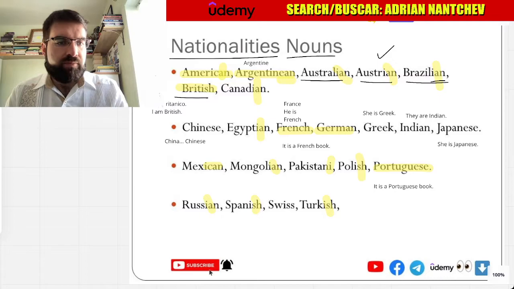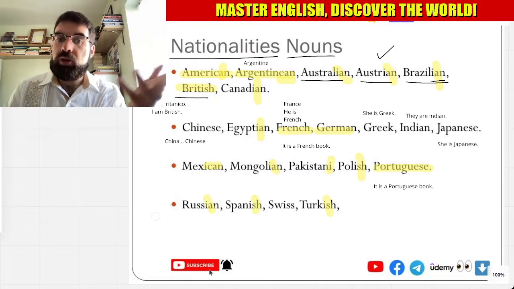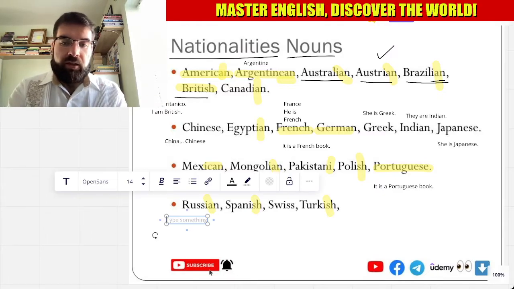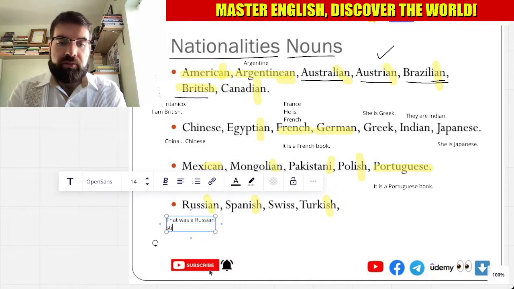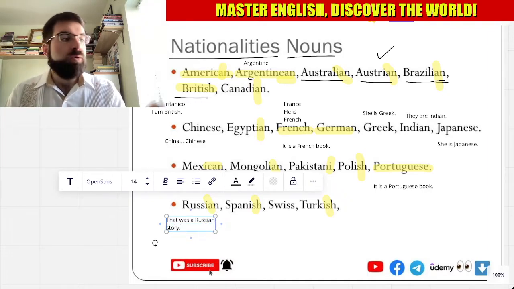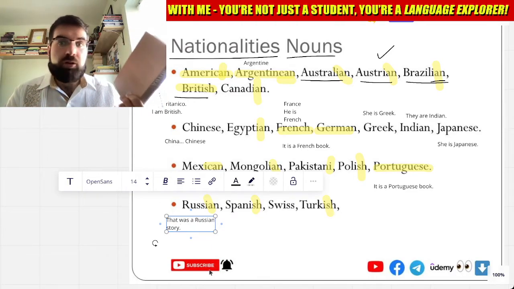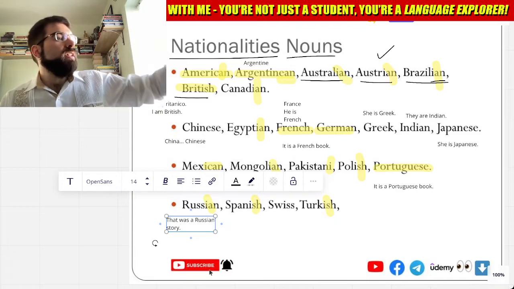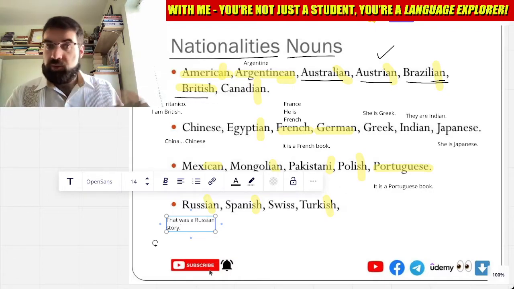Entonces, Rusia. Ruso, Español, Suizo and Turco. Muy bien. So Russian. That was a Russian story. Libro, una cuenta de Rusia. Russian story. Well, actually, de verdad, aquí es una cuenta de Rusia. De verdad. Yeah. Muy bien.